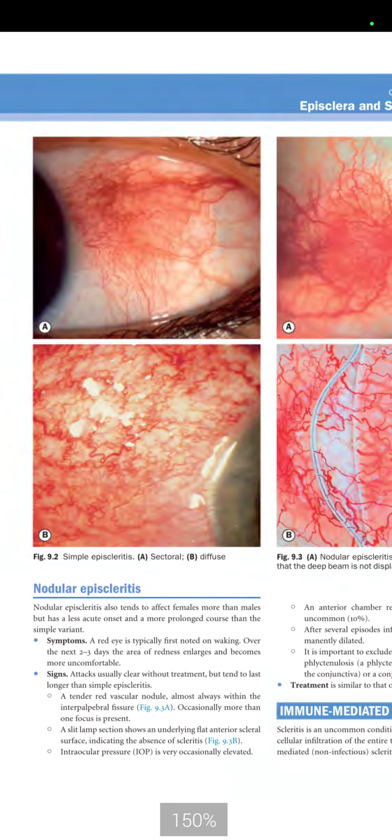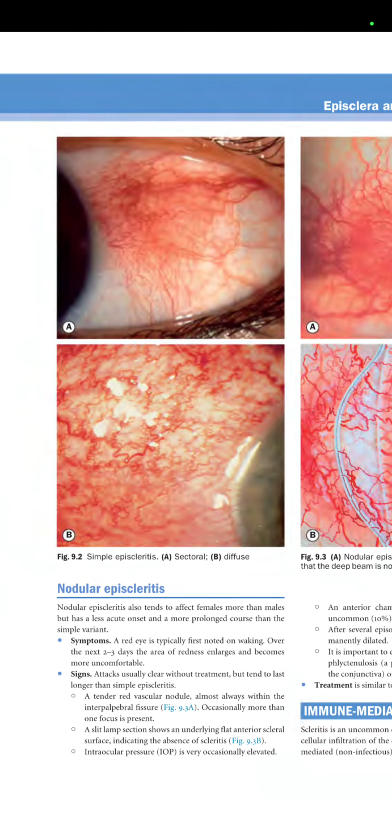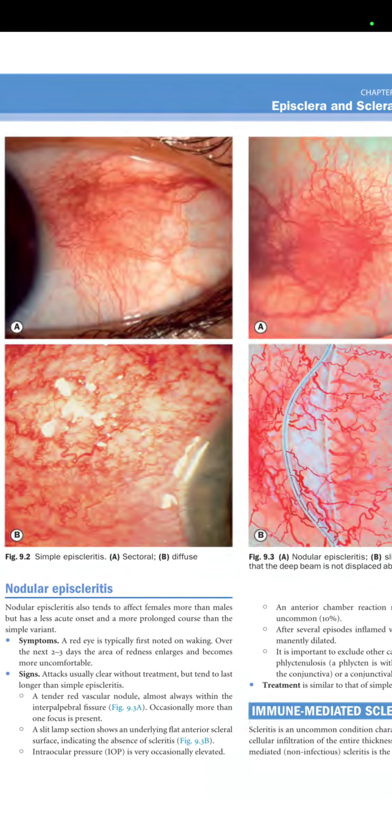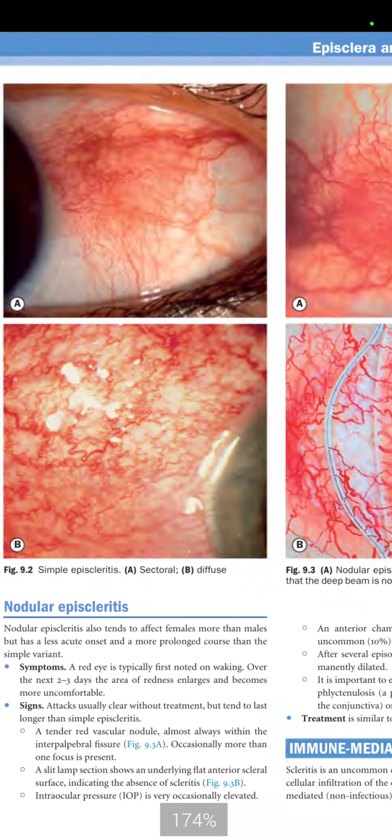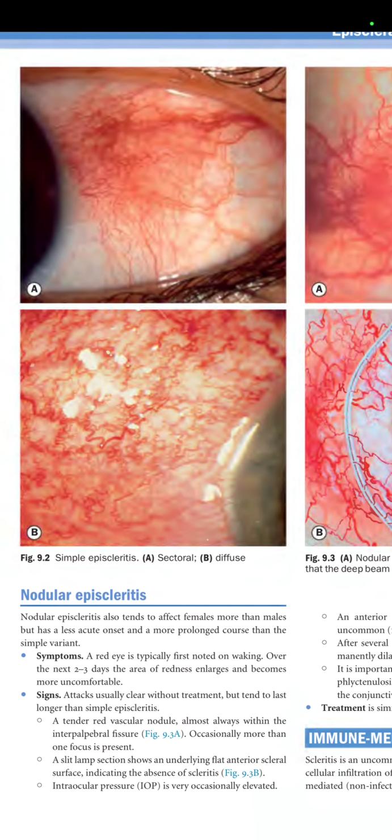Nodular episcleritis. As I told you, it is an involvement of the episclera but in a nodular fashion. Nodular episcleritis also tends to affect females more than males, but has a less acute onset and a more prolonged course than the simple variant. Symptoms: a red eye is typically first noted on waking. Over the next 2 to 3 days, the area of redness enlarges and becomes more uncomfortable.